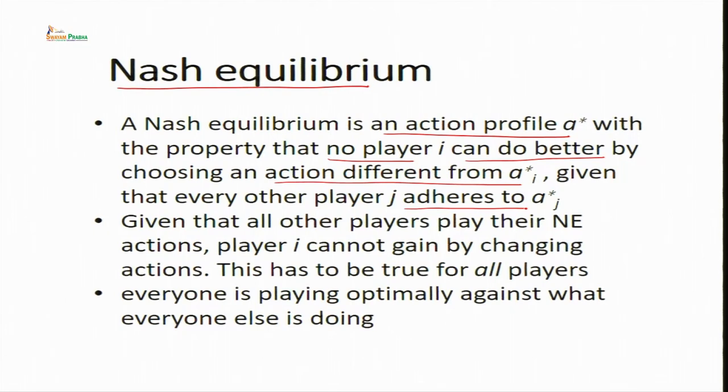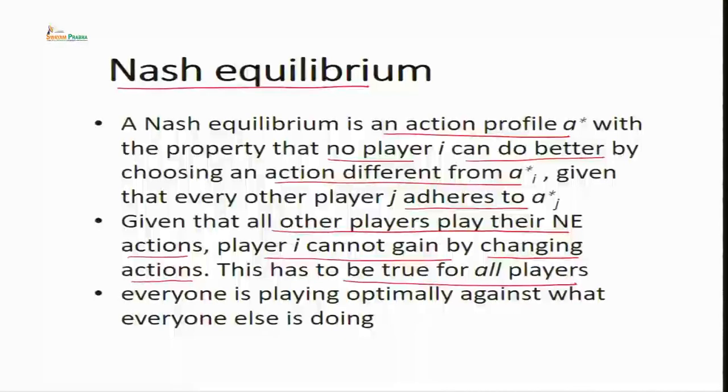So, this is the idea of Nash equilibrium, or simply we can say that given that all other players play their Nash equilibrium strategy or action, any player cannot gain by changing his or her actions. Okay. And this should be true for all players. So, simply Nash equilibrium is a condition when any player cannot do better by unilaterally changing to something else other than his Nash equilibrium choice, and this should be true for all players. So, basically we can say everyone is playing optimally against what everyone else is doing. Okay. So, this is how we define Nash equilibrium.